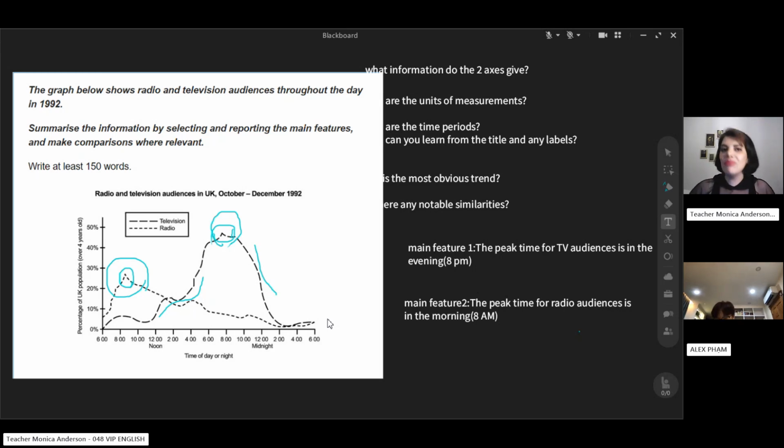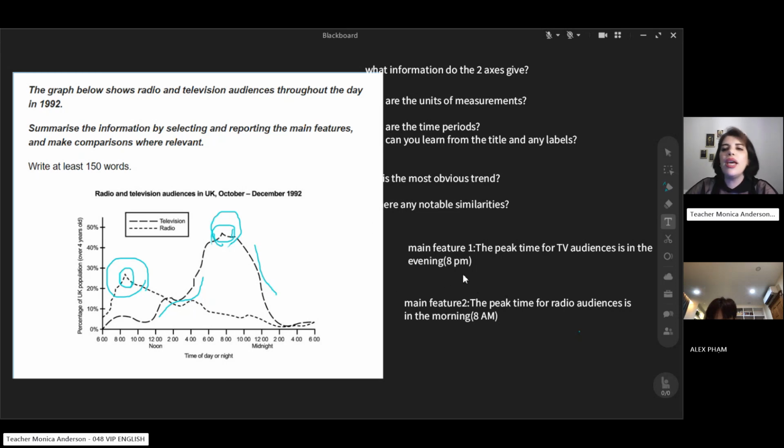With just 20 minutes for task one and a requirement of about 150 words, we won't be able to include many details. So this one is really important: the first and most important thing is to find the main features and write about them. Don't give extra information. Okay, this is about the first one.